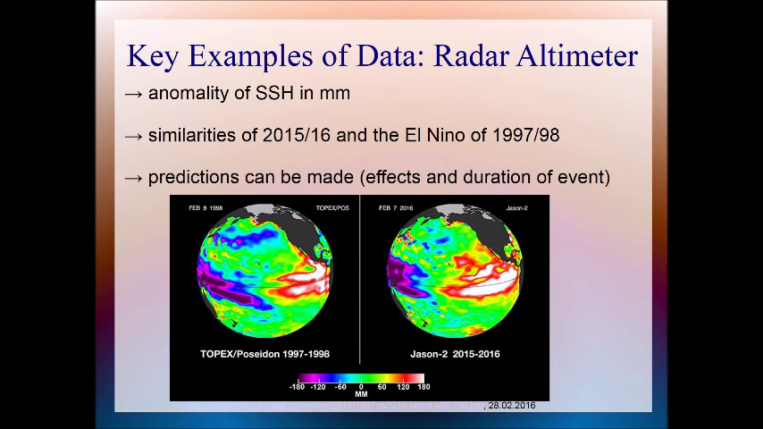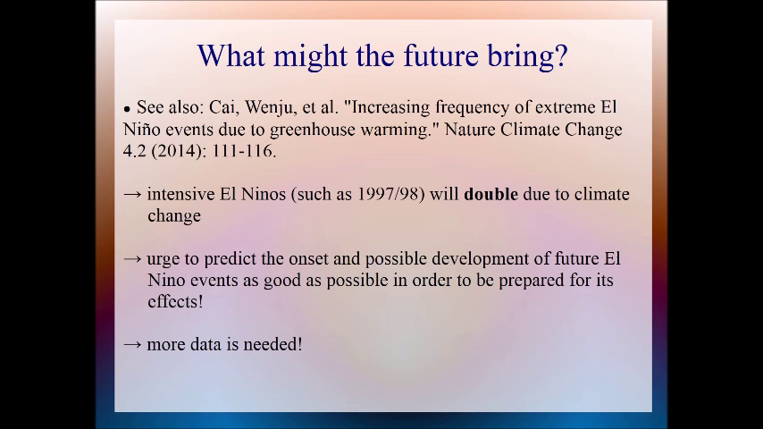To conclude, I'd like to say something about the impact of the human-induced climate change on El Nino. Please bear in mind that the models that predict that future development differ greatly, and I will refer to the study of Kai and others, where the climate modeling evidence shows that a doubling of these extreme El Nino events, like the ones from 1997, 98, and the recent one, are likely to occur in the near future.